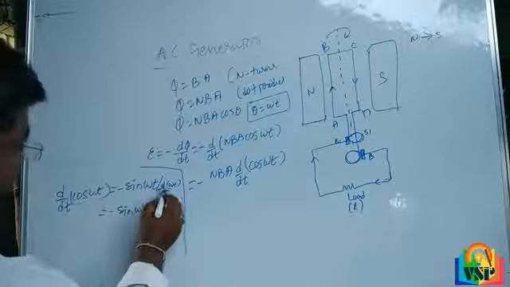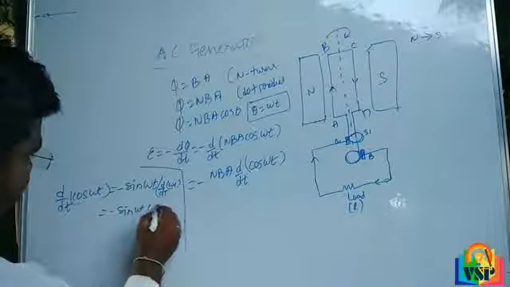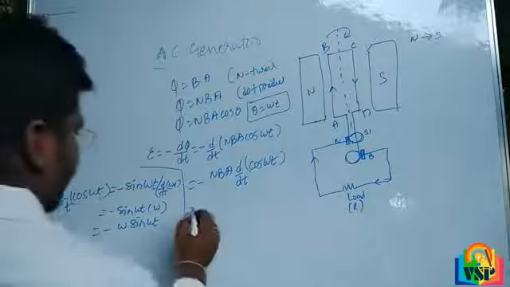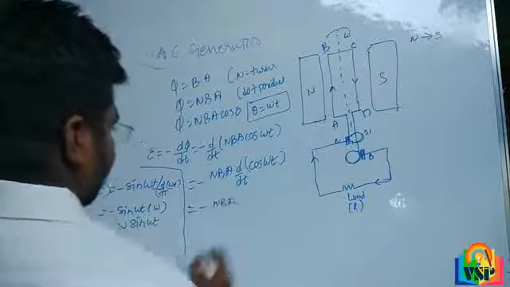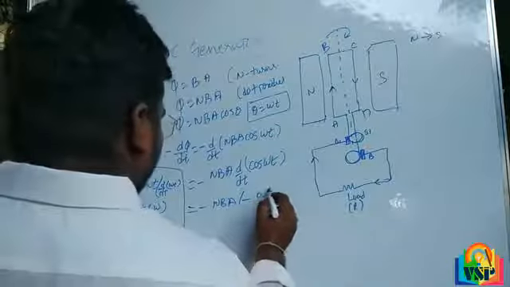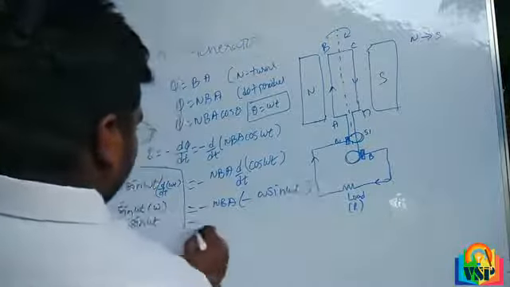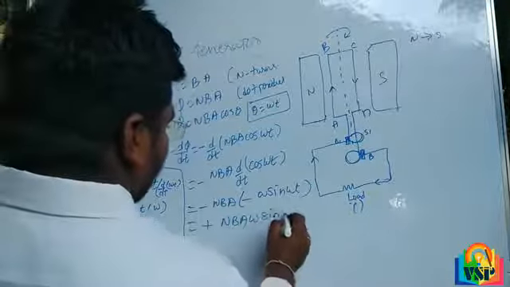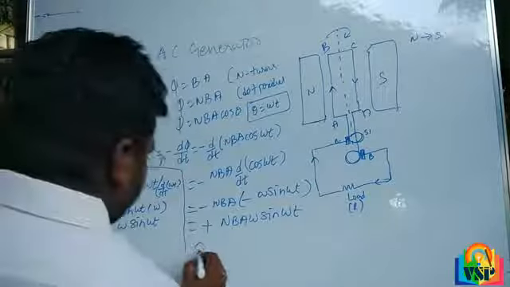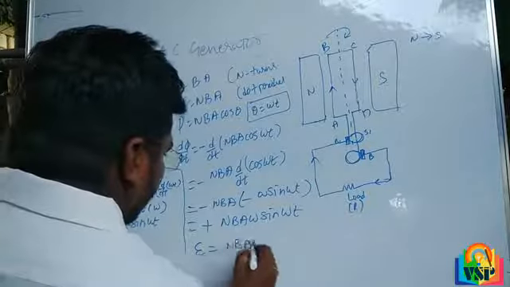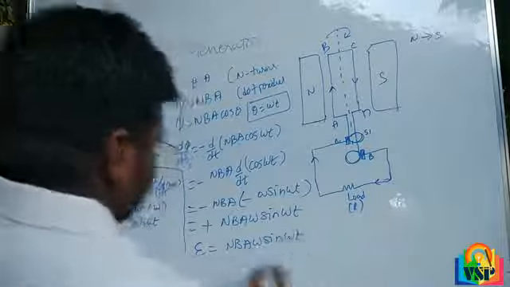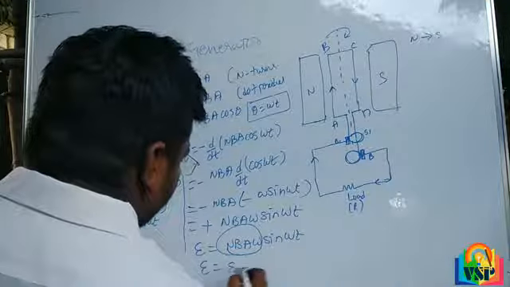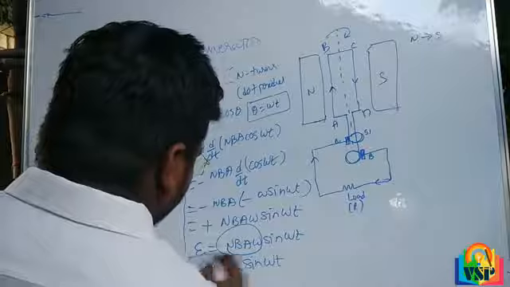d by dt of omega t means you get omega, so minus omega sin omega t. Understand? Here we can write minus NBA, minus of omega sin omega t. Minus plus, NBA omega sin omega t. E is equal to NBA omega sin omega t. This we can write as E naught, so E is equal to E naught sin omega t.